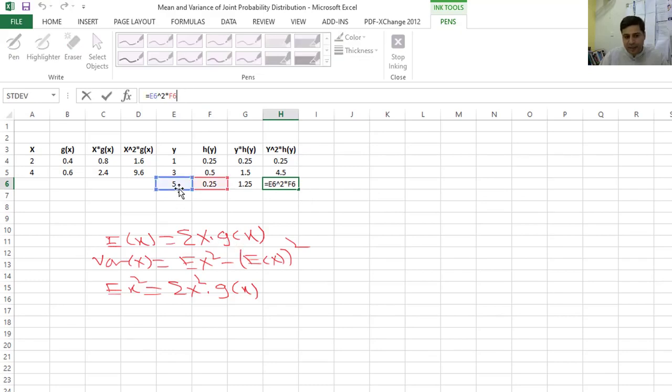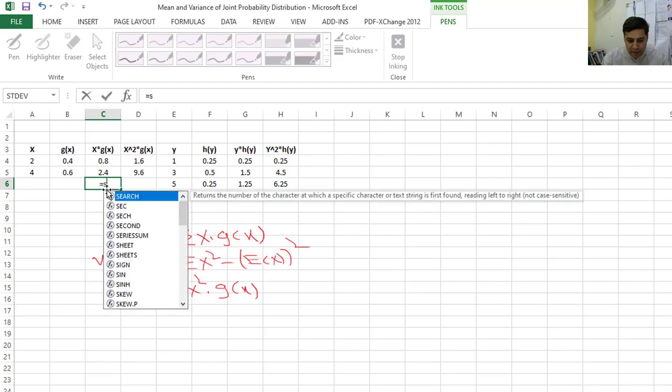So you can see 5 square multiplied by 0.25. You can also check it. 5 square is 25, so 25 into 0.25. Is this calculation the same or not? Yes, we verified it's the same. Now how to calculate Ex square? It is very simple, because we need to take the sum of this.